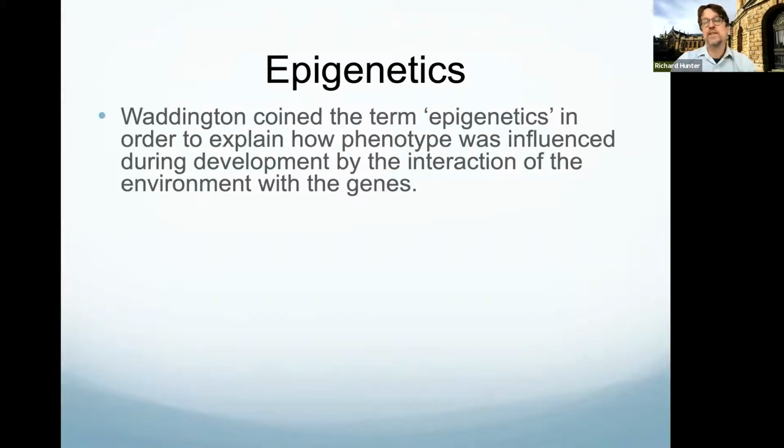So what is epigenetics? The term was coined in the 40s by Conrad Waddington. And his goal at the time, and I give you this context because it's important to how we understand epigenetics to this day, was to explain how phenotype was influenced during development by interaction between the environment and the genes. So how does an environment have an impact on phenotype, and how does the genome sense the environment so that development can proceed in a way that's adaptive to the environment in which the organism finds itself?